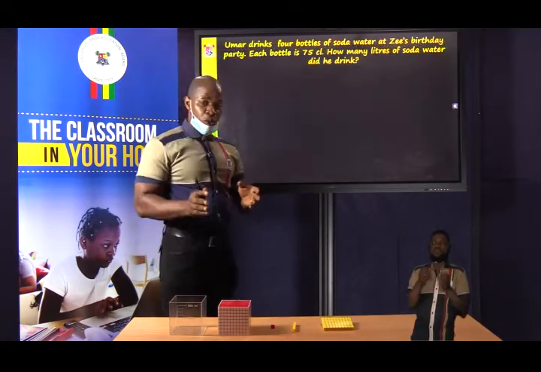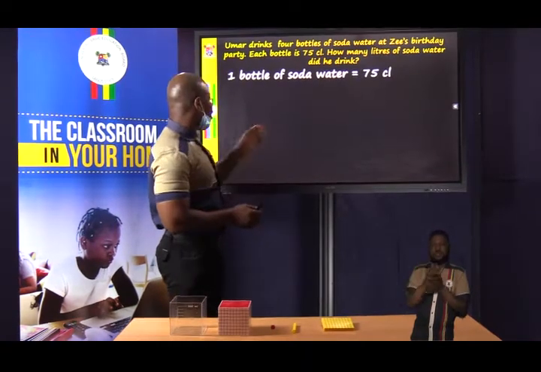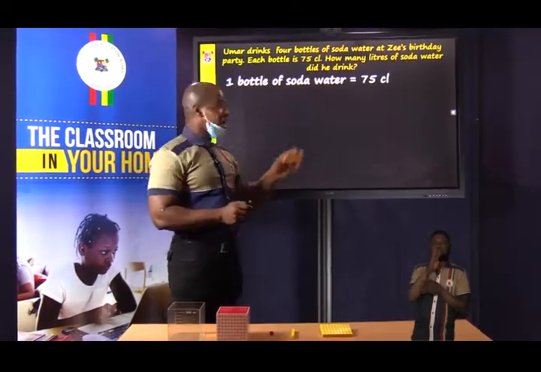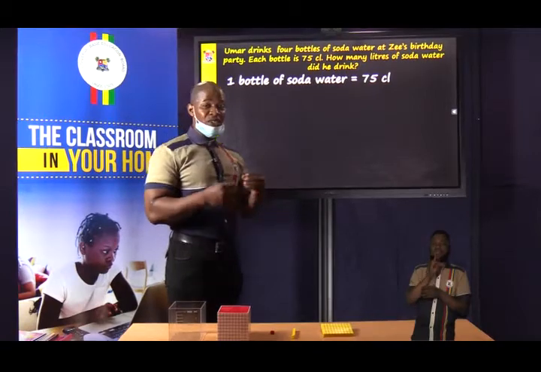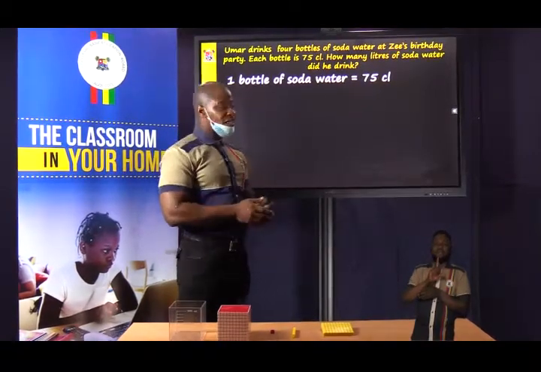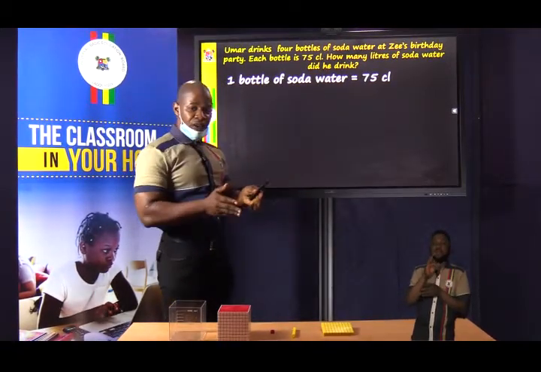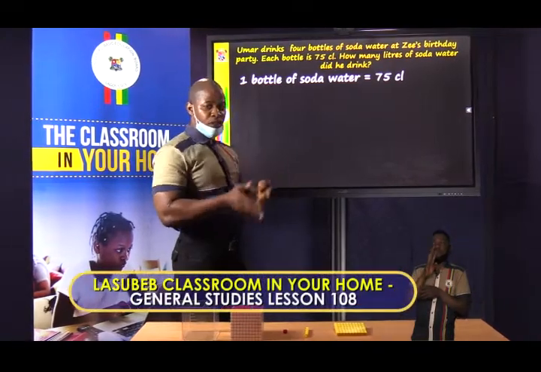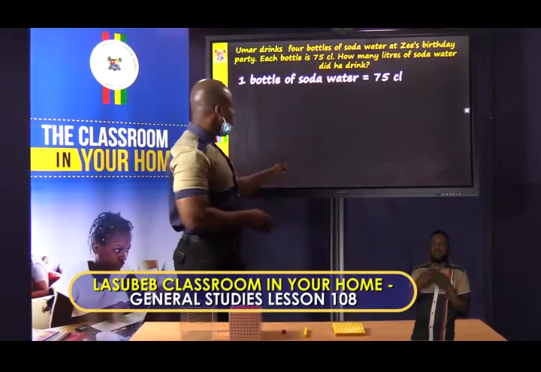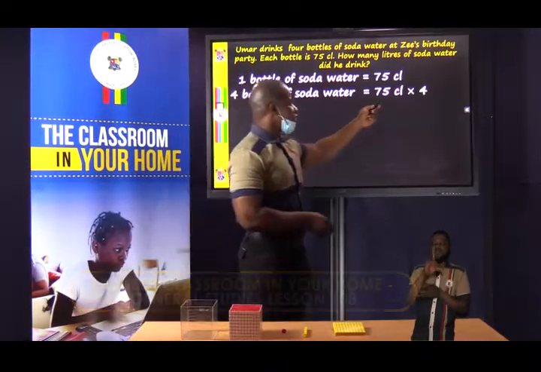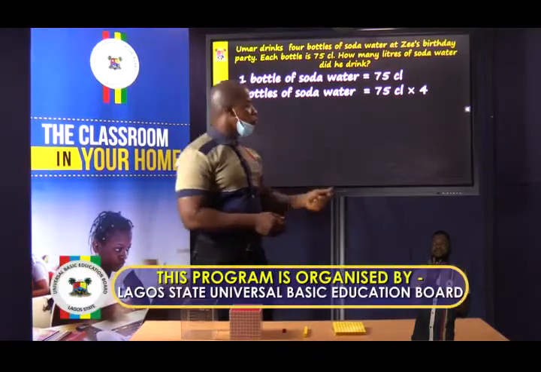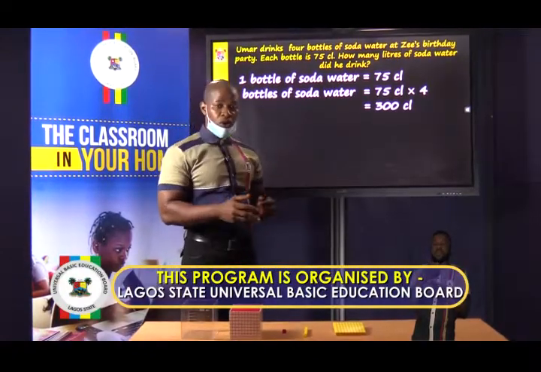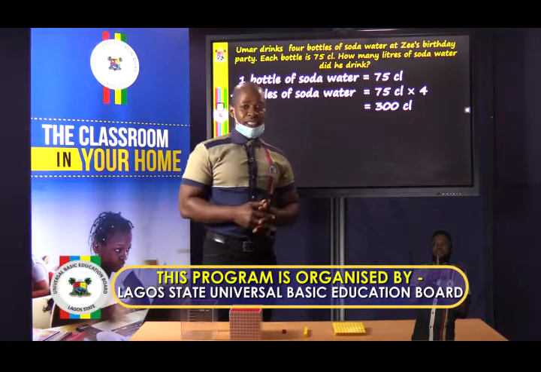Now, what do we know? We know that Umar drank 4 bottles of soda water, and that 1 bottle of soda water is just 75 centiliters. So if 1 bottle is 75 centiliters, then 4 bottles would be 4 times that. So 4 bottles would be 75 centiliters times 4, and when we multiply 75 centiliters by 4, we get 300 centiliters.